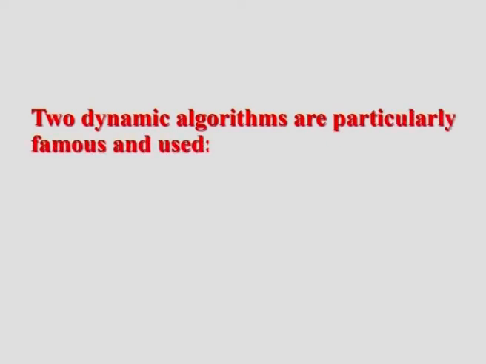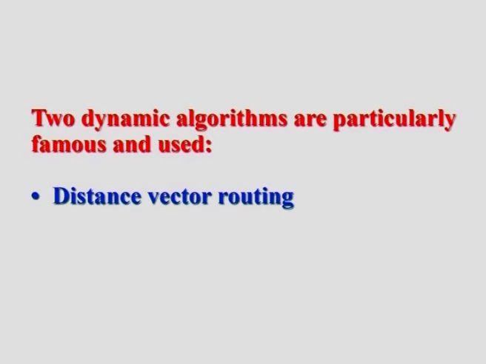Now let us discuss some dynamic or adaptive routing algorithms. Two dynamic algorithms are particularly famous and used. These are distance vector routing and link state routing. Distance vector routing algorithms operate by having each router maintain a table giving its best known distance to each destination and which route to use to get to the destination.